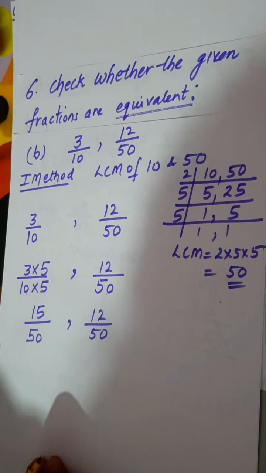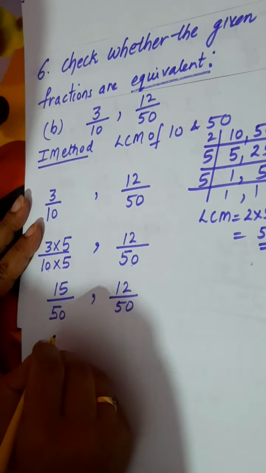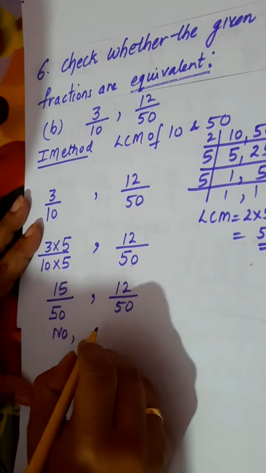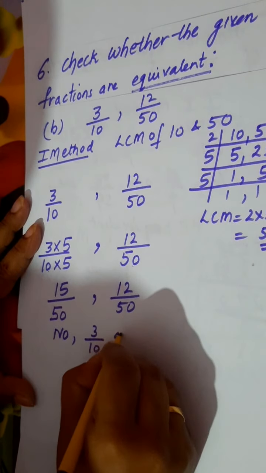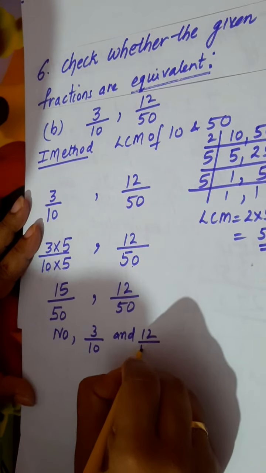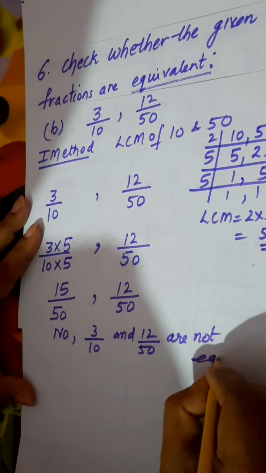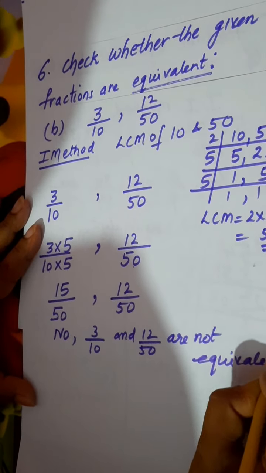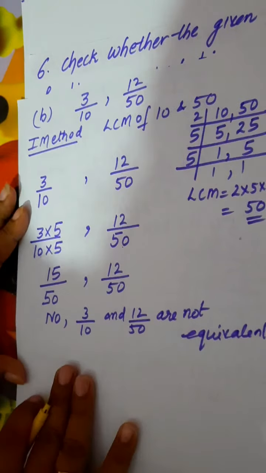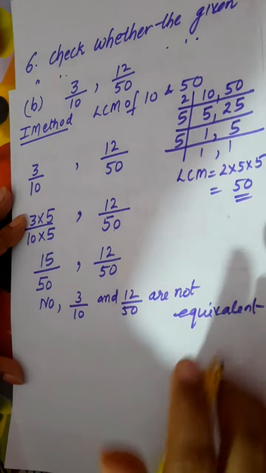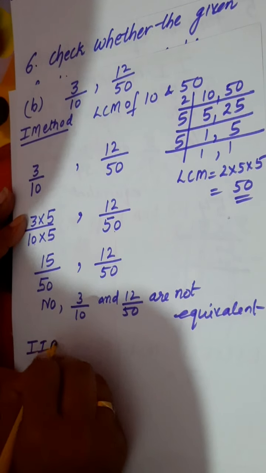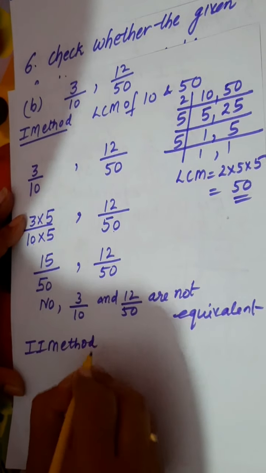It is clear both are not equal, so I will write no, 3 upon 10 and 12 upon 50 are not equivalent. This is my first method. I will solve the same question by the second method also, that is cross product.